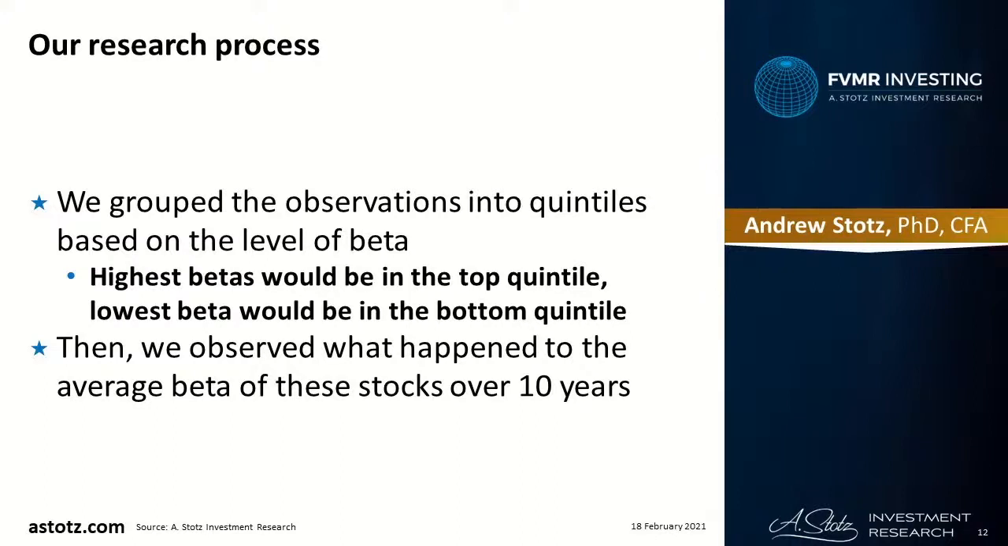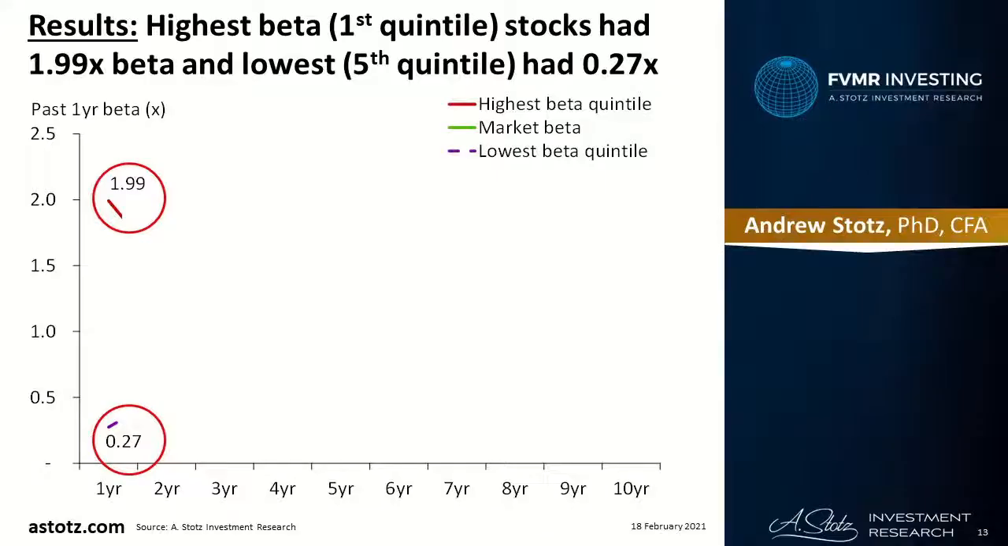The highest betas would be in the top quintile, and the lowest beta would be in the bottom quintile. Then we observe what happened to the average beta of these stocks over 10 years. And first thing, if we look at this chart, what we're going to see on the left is in the first year, the highest beta, the first quintile group, stocks had 1.99 beta. And the lowest, the fifth quintile, had 0.27 beta.